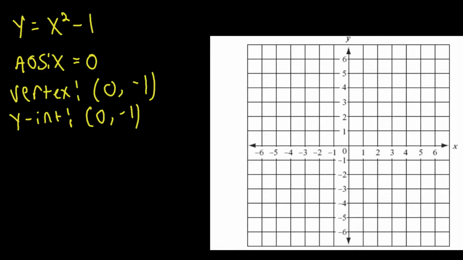Alright. Now I'll first start with my axis of symmetry, which is the y-axis, so right there. My vertex is 0, negative 1, so right there. In fact, let me do it in purple, it's easier to see. There's my vertex. My y-intercept also happens to be the same exact point.